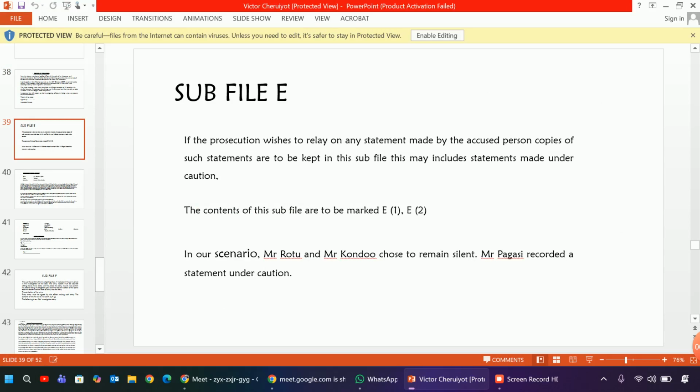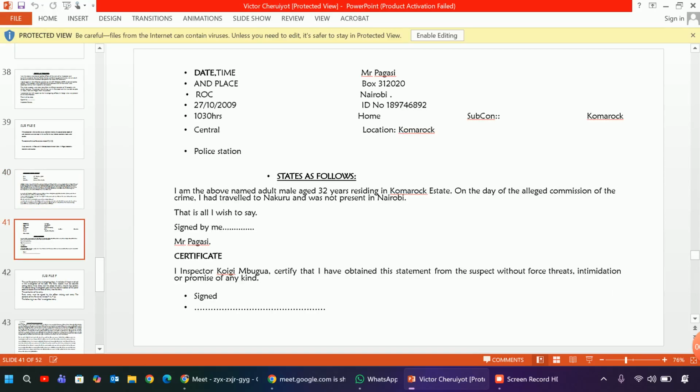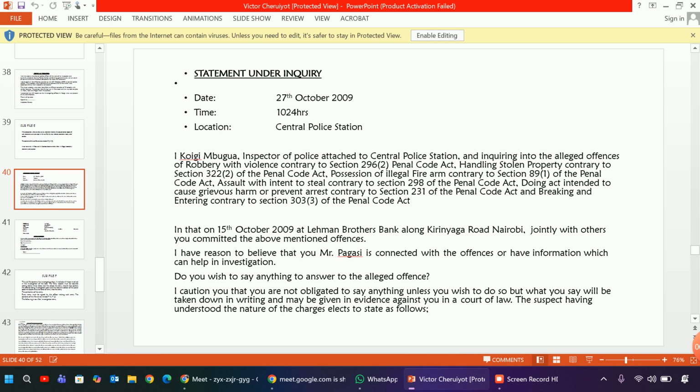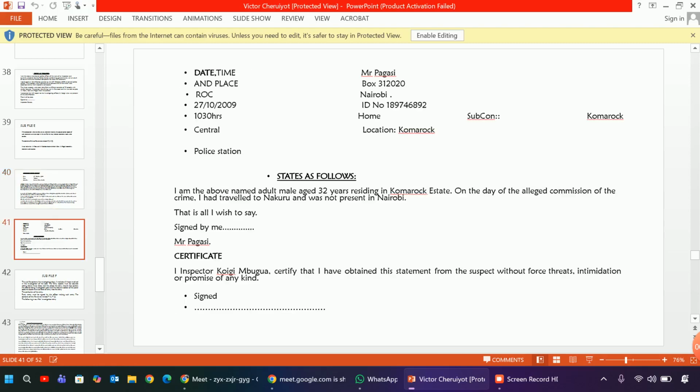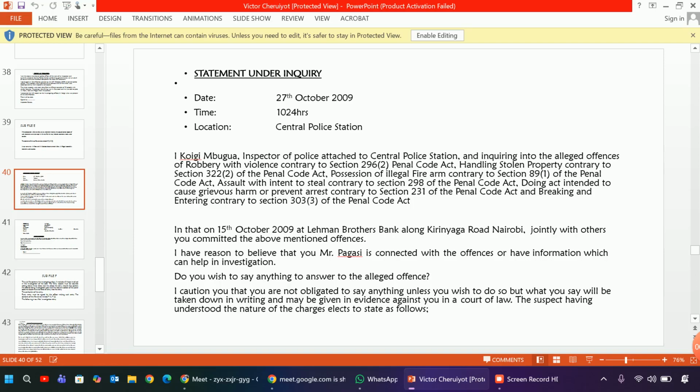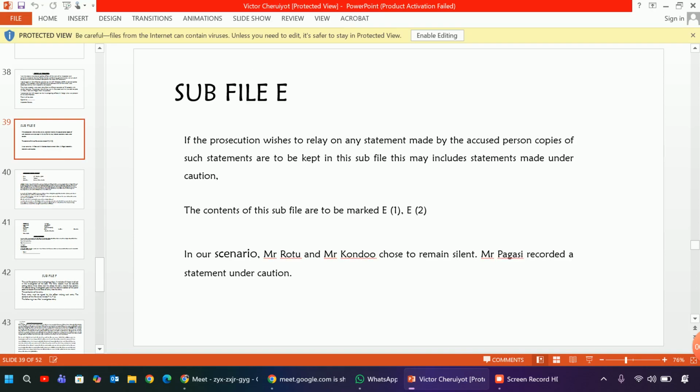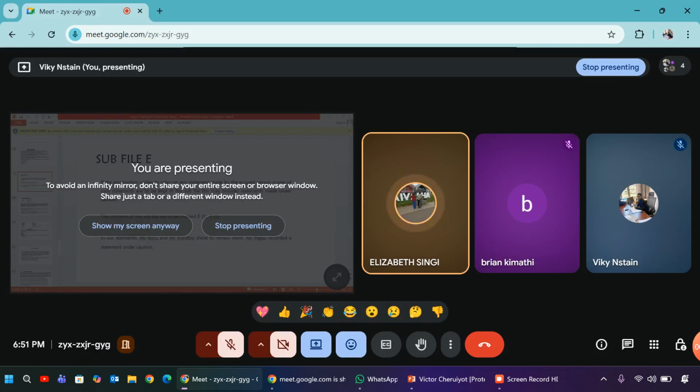Subfile E contains what I've projected there, basing on our incident. Go to the next part. So, in our scenario, this was a charge and cautionary statement being recorded by the accused under subfile E. Remember that we say subfile E contains the statement of the accused, and the accused statement can come in three forms: either plain statement, charge and cautionary, or statement under inquiry. Next. The sample for that one is just below these explanations.